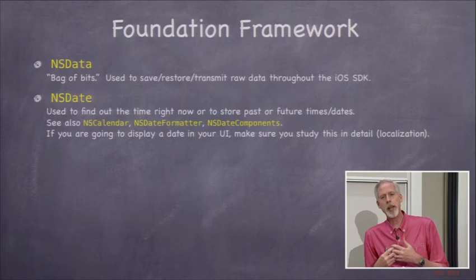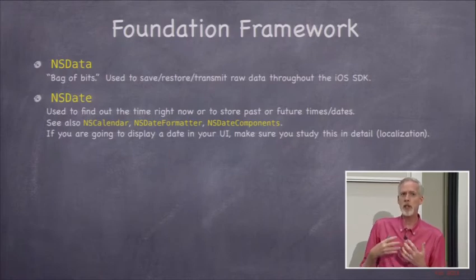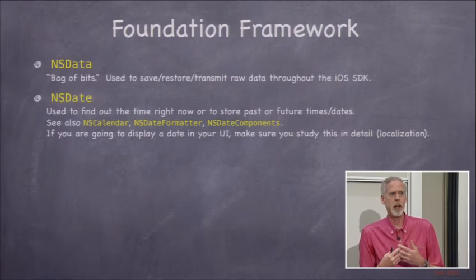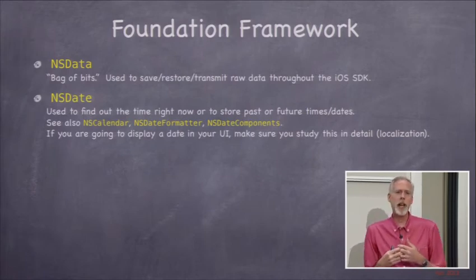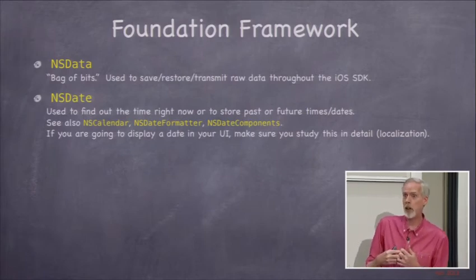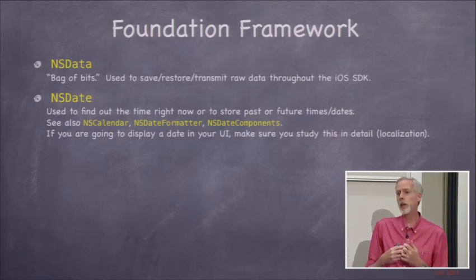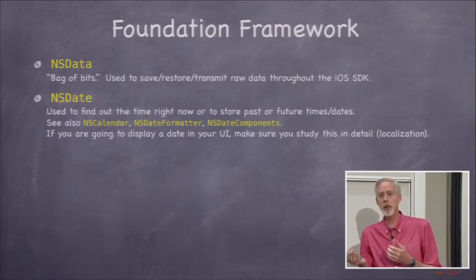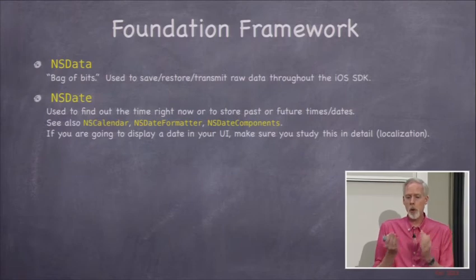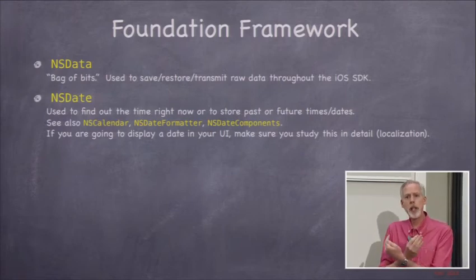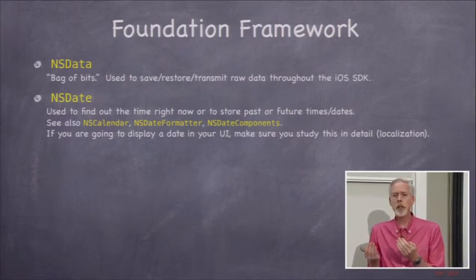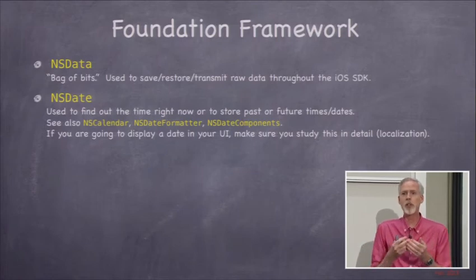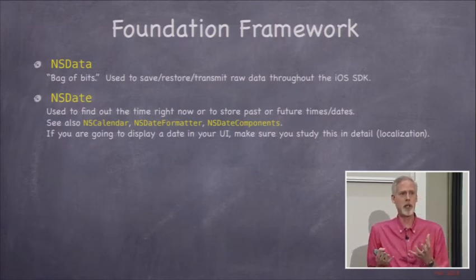One thing to think about with NSDate: if you're going to put a date in your UI, you've got to know what you're doing. Why is that? That's because dates vary dramatically all around the world. And I'm not just talking about the month names being different in French, but the order of whether the month comes first or the day comes first varies. Some locales don't even use the same calendar as we use.